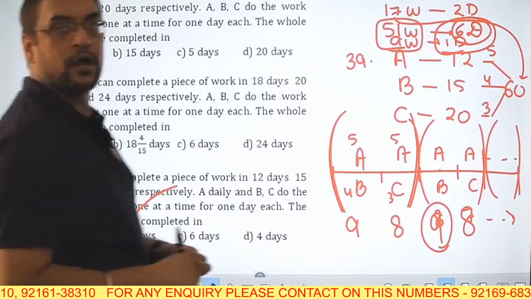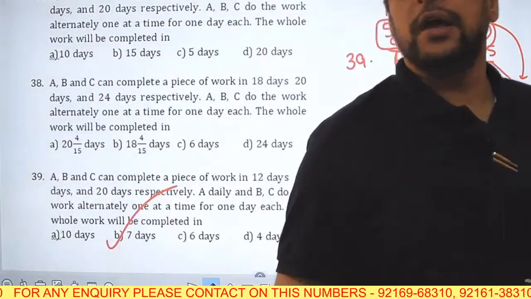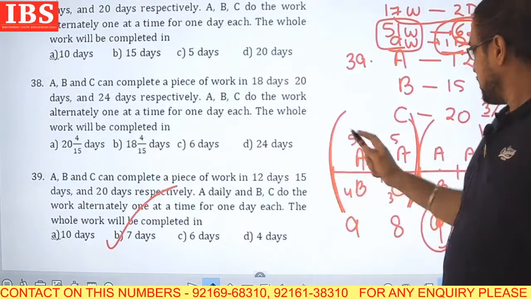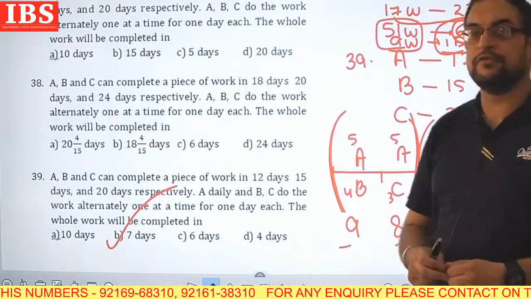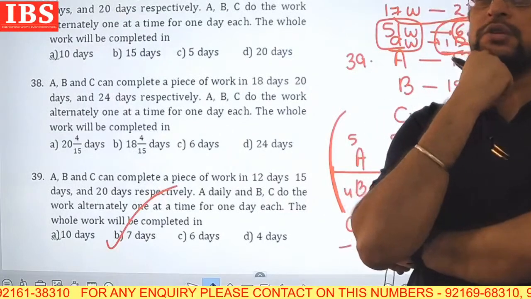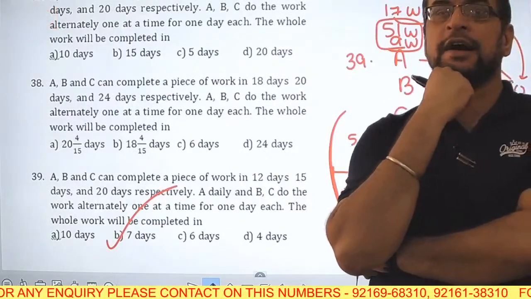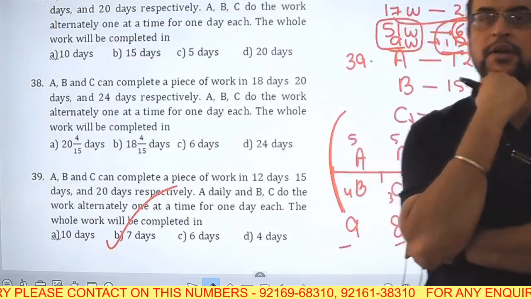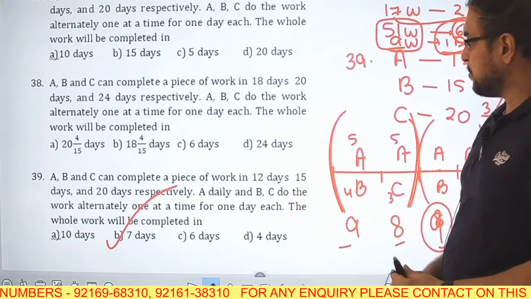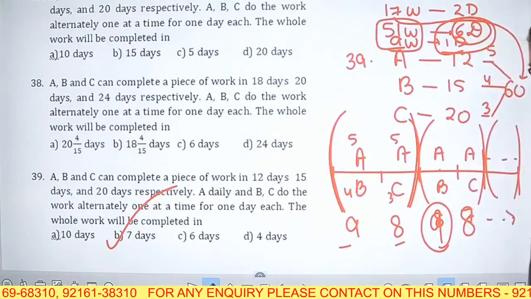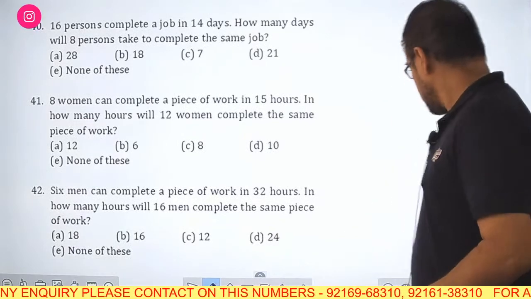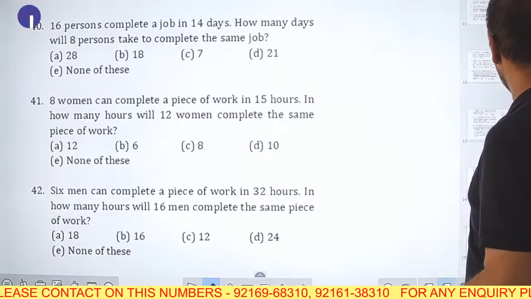So for the 39th question, definitely right. 9 and 8 was the main efficiency of AB and AC together. Correct, Netra? So for the 39th question, 7 days will be the right answer. Correct answer, bache. Very good. So for this, B option is the right answer. Let's move on to the next concept. This is the second last concept of the day.